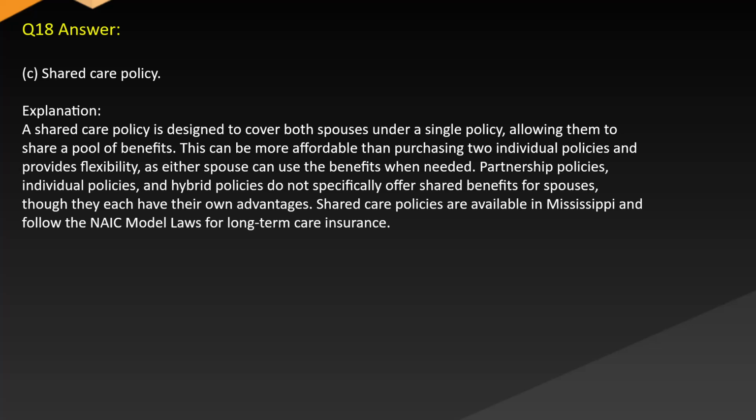Explanation: A shared care policy is designed to cover both spouses under a single policy, allowing them to share a pool of benefits. This can be more affordable than purchasing two individual policies and provides flexibility, as either spouse can use the benefits when needed. Partnership policies, individual policies, and hybrid policies do not specifically offer shared benefits for spouses, though they each have their own advantages. Shared care policies are available in Mississippi and follow the NAIC model laws for long-term care insurance.